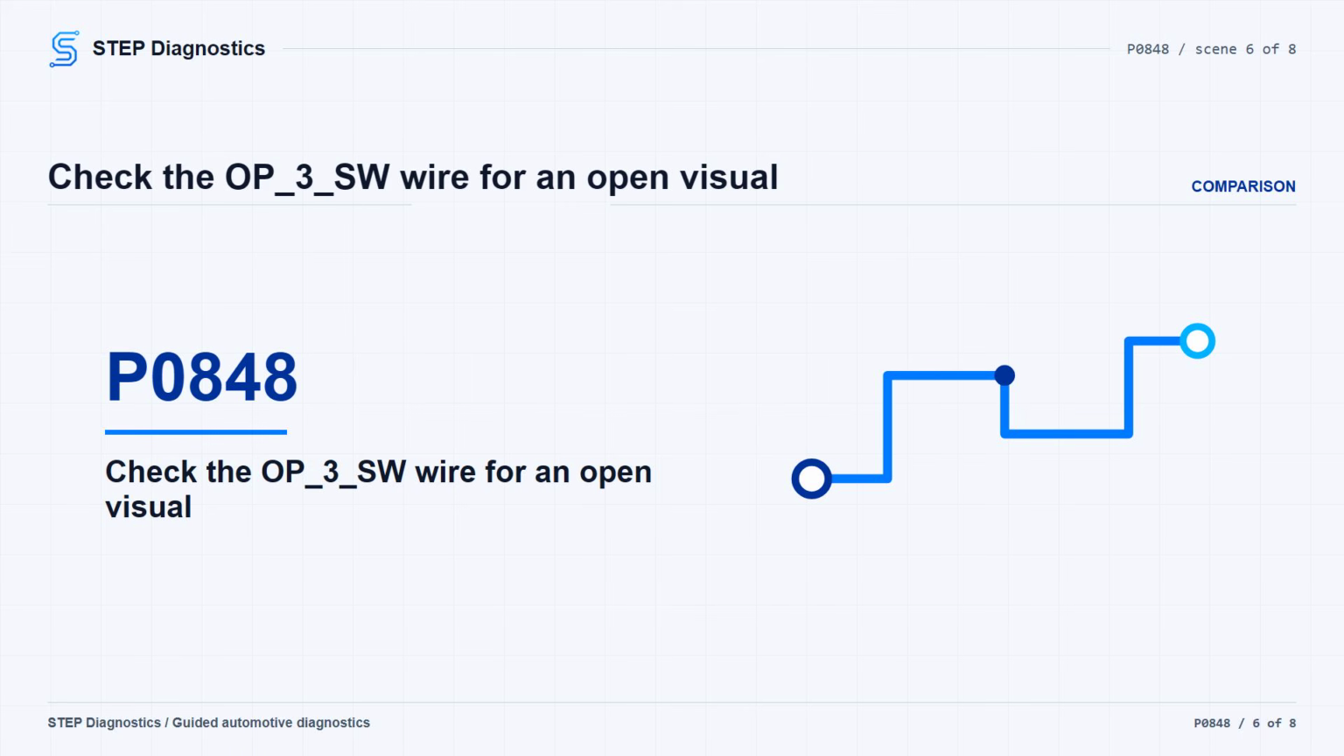At that point, update the PCM if it does not have the latest software, or substitute a known good PCM, then verify the repair. If there is no continuity, repair the open in the OP3SW wire between the pressure switch and the PCM, then verify the repair.